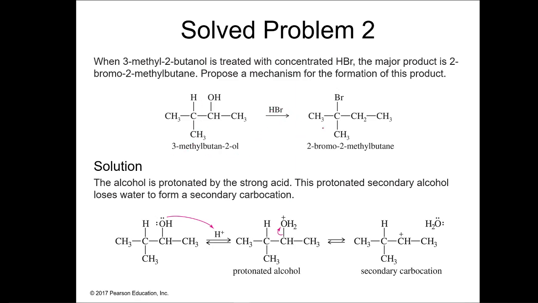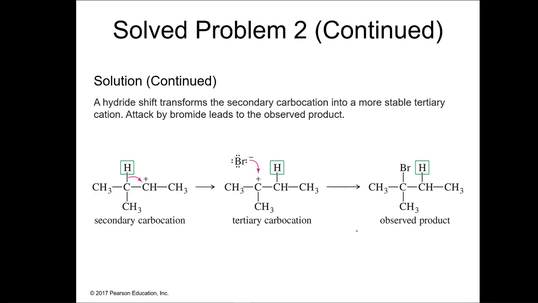So 2-methylbutanol is treated with HBr, and you get 2-bromo-2-methylbutane, right? So why is that? Well, you get a secondary carbocation, which then undergoes a hydride shift, which gives you a tertiary carbocation, so then your product is actually the 2-bromo.